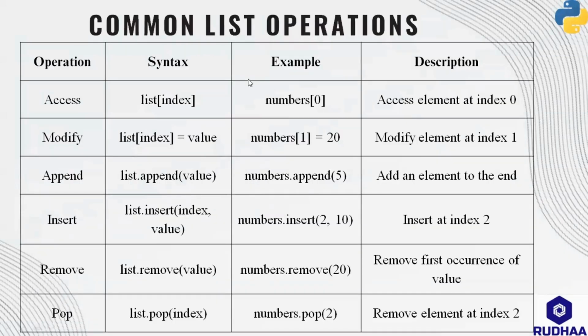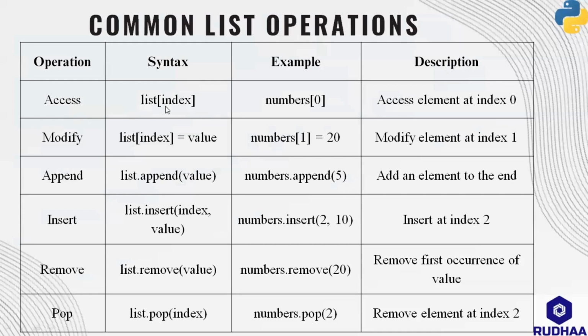And here are some major list operations, given inside the table. These are the major operations that we will be carrying out when using a list. The first one is access. Access means going to a particular position, which in a list or array we call an index. So going directly to that particular position is called accessing.